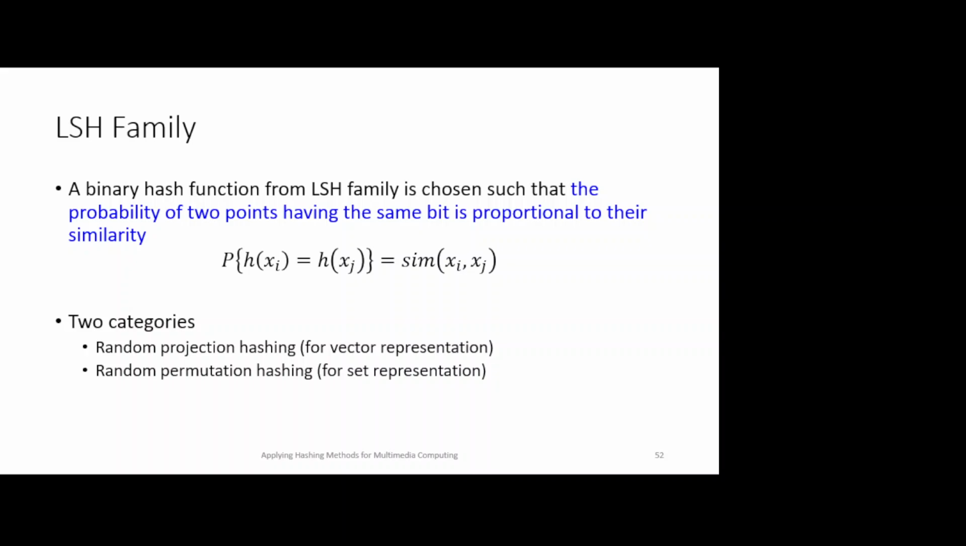There are two general categories belonging to the LSH family. One is random projection hashing, which is usually used for vector representation of the database. The second is random permutation hashing, which you usually use for set representation. So if your data set is a set of tokens, you can choose this one. If your data set is a set of vectors, you can choose random projection hashing.